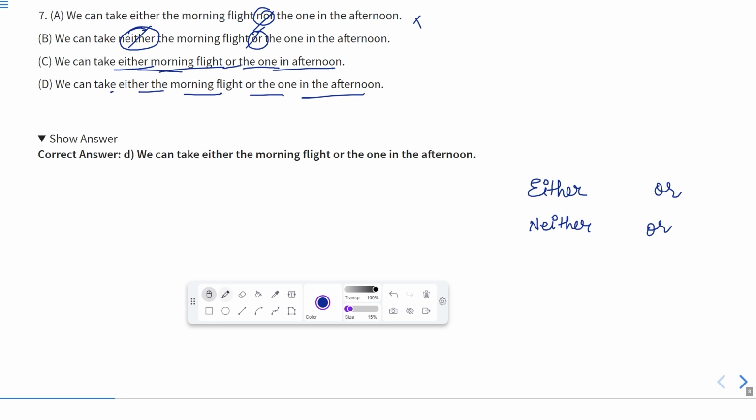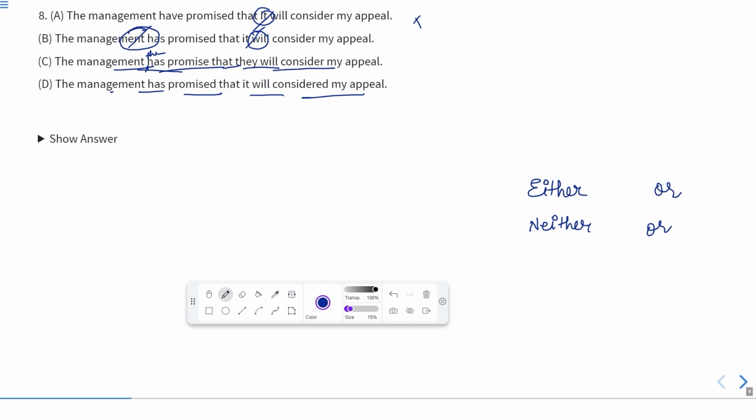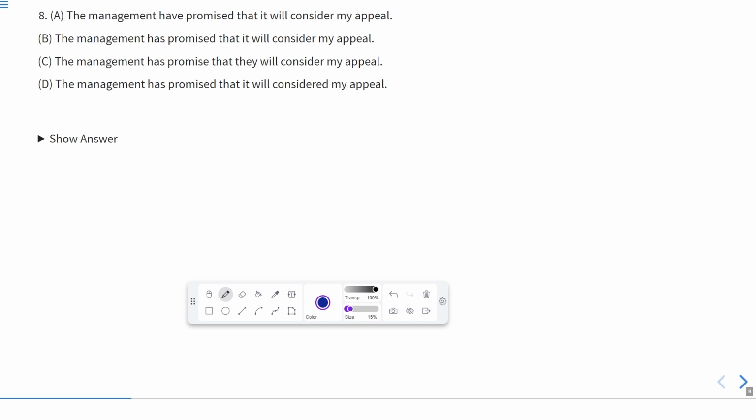Why so? Because in the C sentence here, the is missing. Both the situations, both the sentences, they should be in the same sequence and same pattern. Therefore, we can take either the morning flight or the one in the afternoon, because we are talking about not the time but the flight that will take off in the morning or in the afternoon. Okay, so according to that situation, D is the correct answer. Now let us move to the next one. Now this next sentence, let us see this.